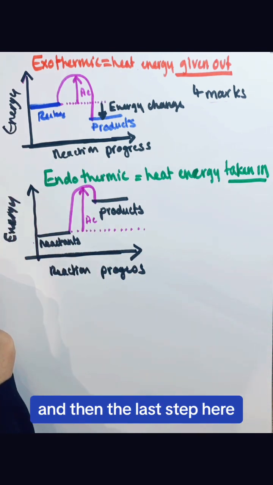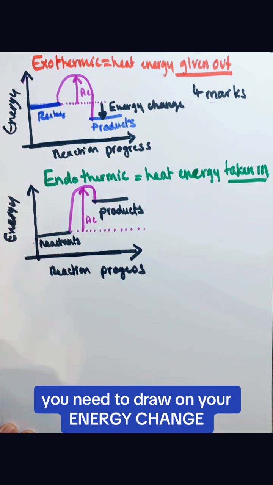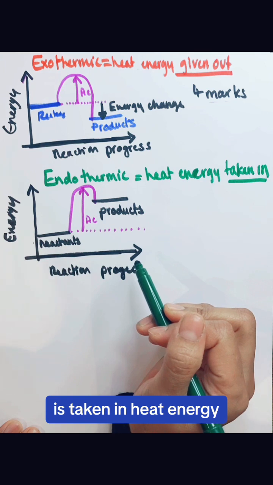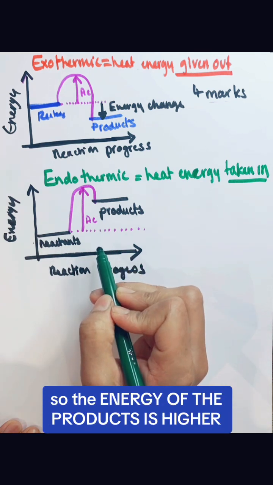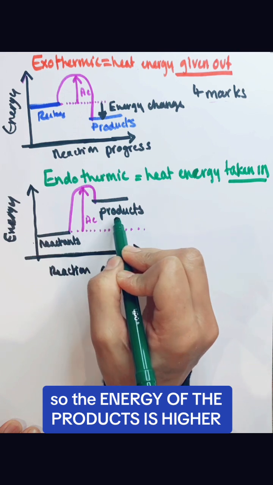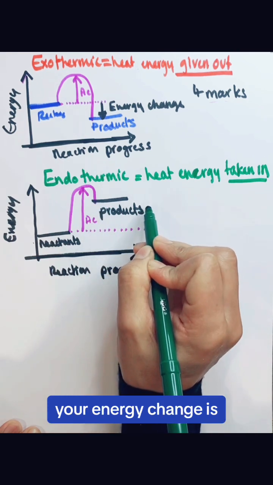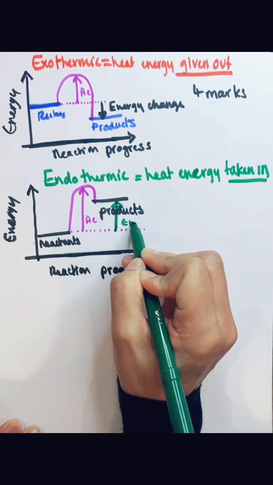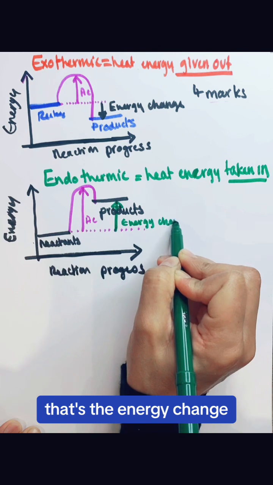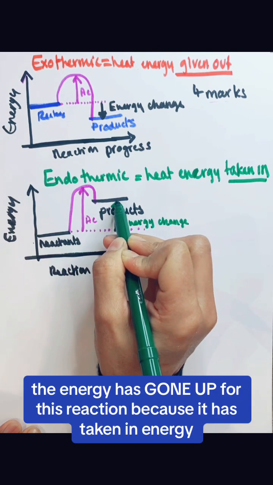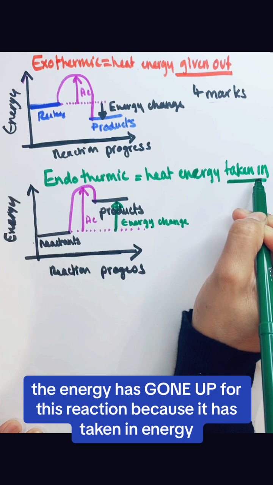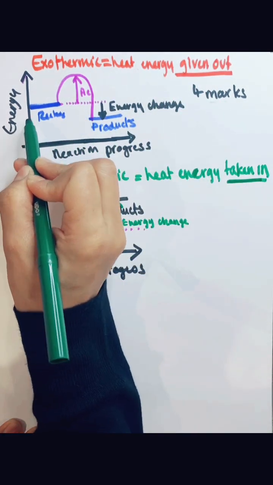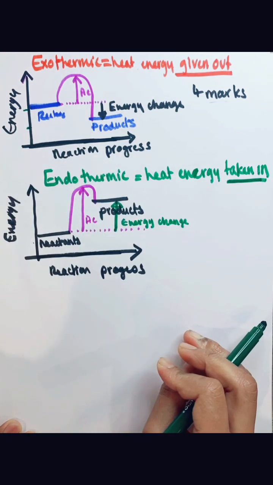And then the last step here, you need to draw on your energy change. Now remember, it's an endothermic reaction. It's taken in heat energy, so the energy of the products is higher. So my diagram's getting a little bit messy. Your energy change is this. It's from the reactants to the products. That's the energy change. The energy has gone up for this reaction because it has taken in energy. Whereas here, energy was given out, so the energy of the products here is a lot lower than the energy of the reactants.